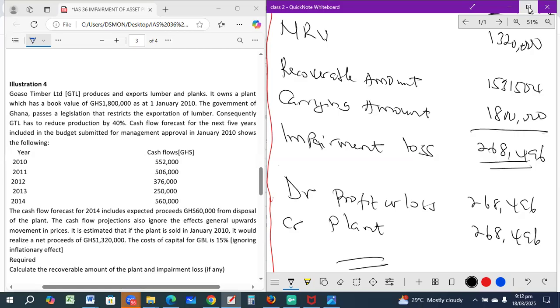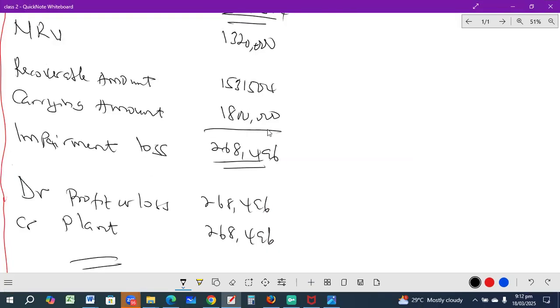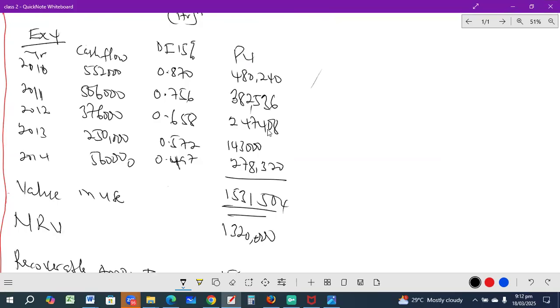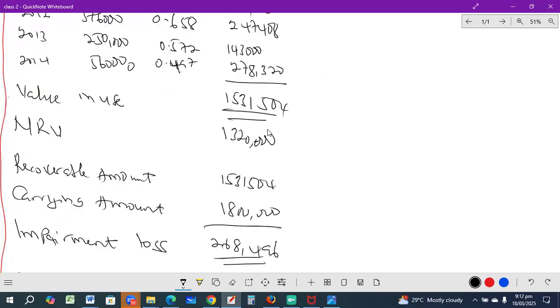How did we get the recoverable amount? So we got the recoverable amounts by discounting the future values to what? Present value. This is what we have on the board. So the total of the present value gave us what? The net present value or the value in use. Then we'll compare it with the net realizable value and pick the higher one. And we picked the higher one, which is the value in use. And I always told you that in most cases, 99%, the value in use will be more than the net realizable value. So you compare that one with the carrying amount. And if the carrying amount is more than the recoverable amount, there becomes the impairment.